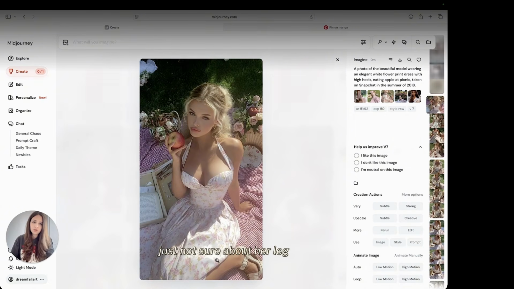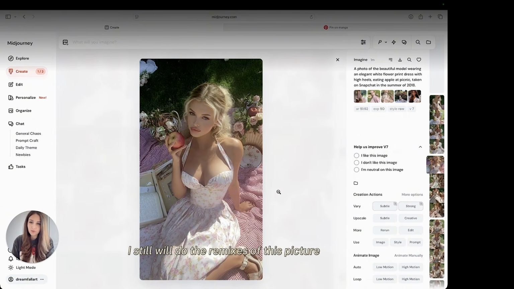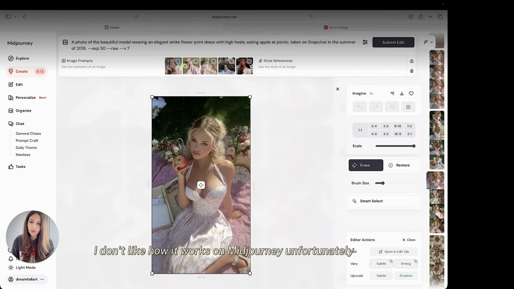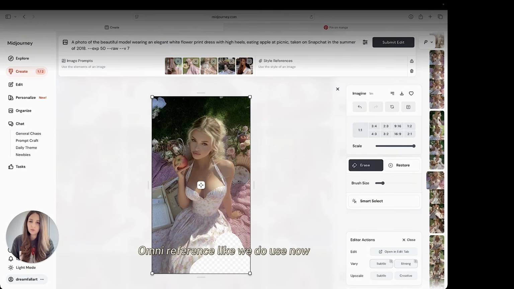I really like this one a lot, just not sure about her leg. And not liking her leg actually leads us to the next section of this lesson, which is editing. And sometimes, well, not sometimes, in Midjourney you just love the picture. For example, I love it. Even though I love it, I still will do the remixes of this picture just because I always do it. We need this editor function. I don't like how it works in Midjourney. Unfortunately, it used to be so much better. So with the pictures that are not using omni reference like we do use now, it's quite good. But with images that have these references, it's just awful. Midjourney definitely needs to do something about it.